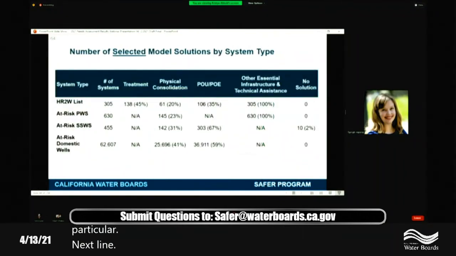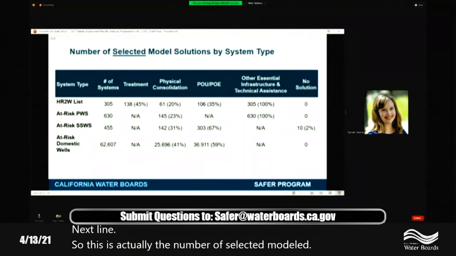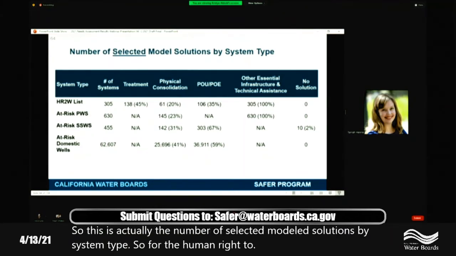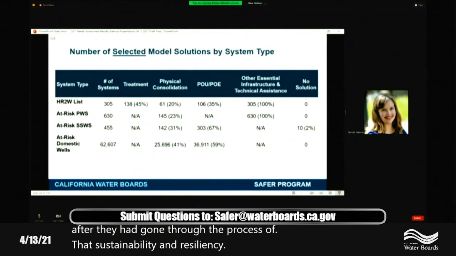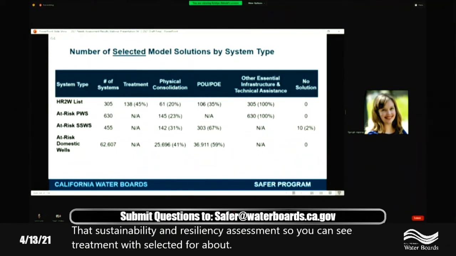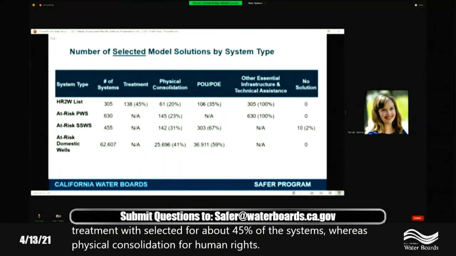So this is actually the number of selected modeled solutions by system type. For the human right to water systems, this was after they had gone through the process of that sustainability and resiliency assessment. So you can see treatment was selected for about 45% of the systems, whereas physical consolidation for human right to water systems was about 20%, and on down the list.